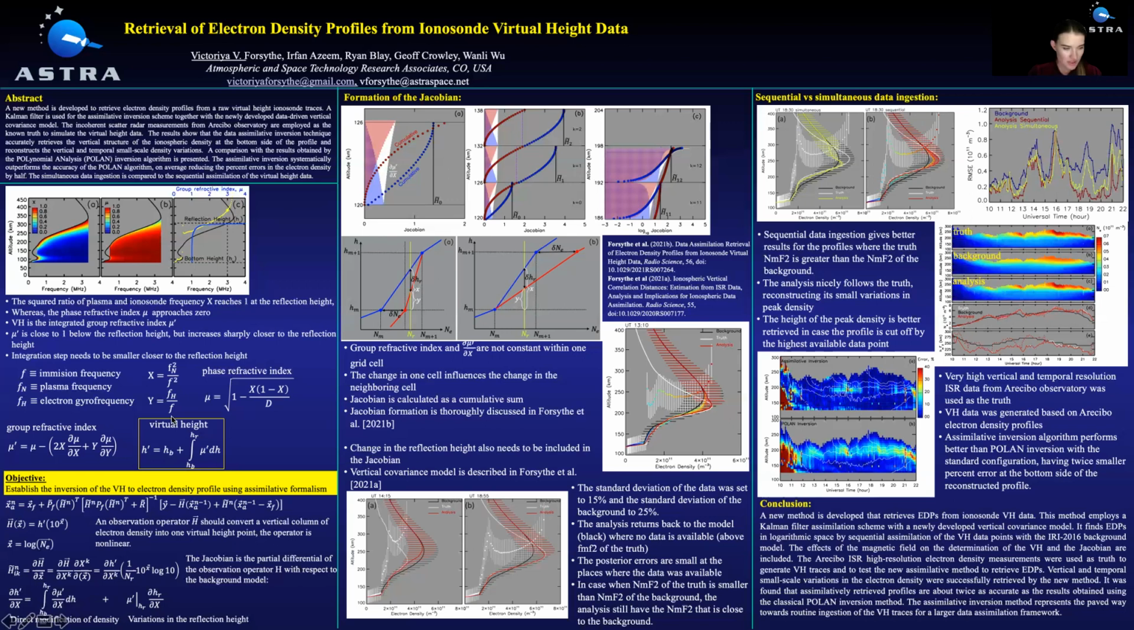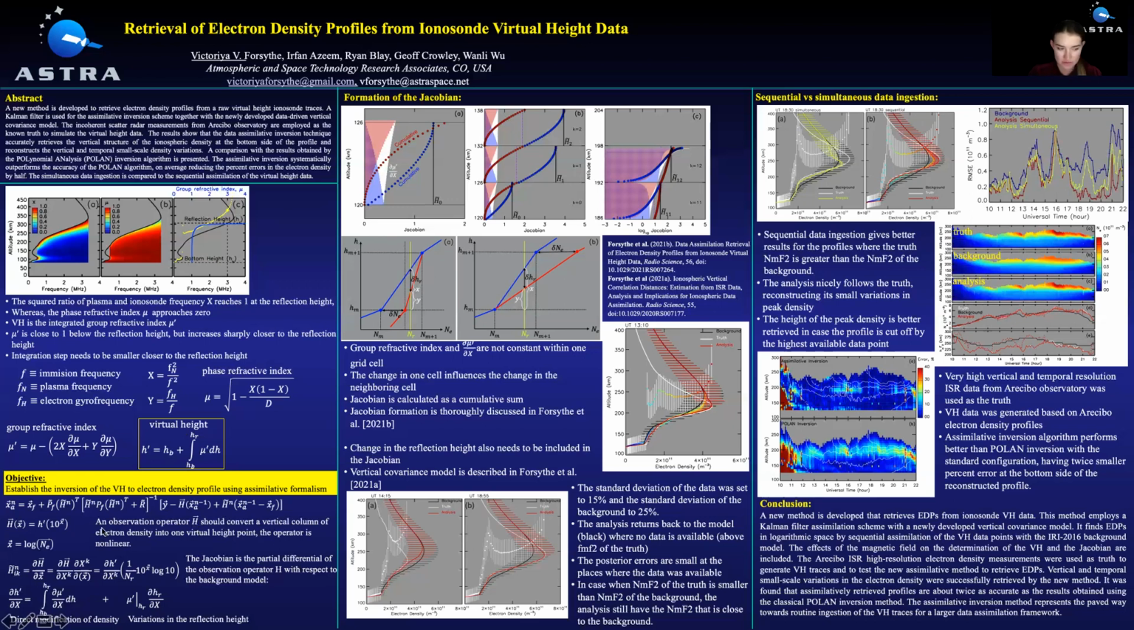So we need to establish the inversion of the virtual height to electron density profiles using assimilative formalism. In particular, we use the Kalman filter equation to do the work. One important component of this equation is this matrix H, which is the observational operator, which converts a vertical column of electron density into just one virtual height point.